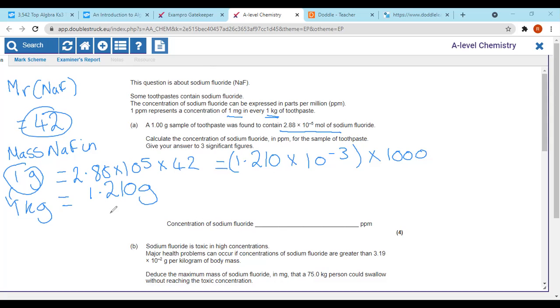Well, here we know we've got 1.210 grams in a kilogram. So we just need to convert this into milligrams. So we're going to convert that into milligrams. Again, we're going to times that by 1,000, and that would give us 1,210 milligrams.